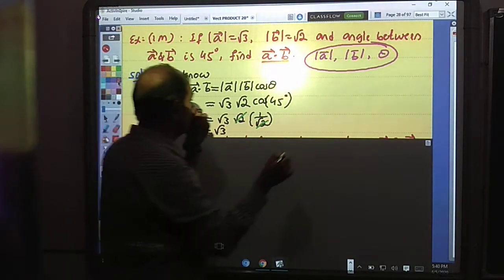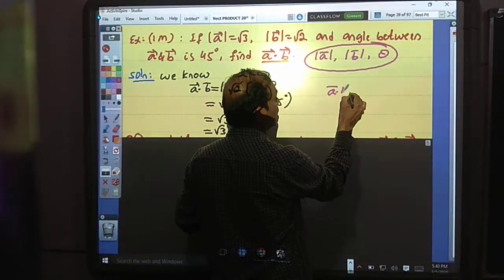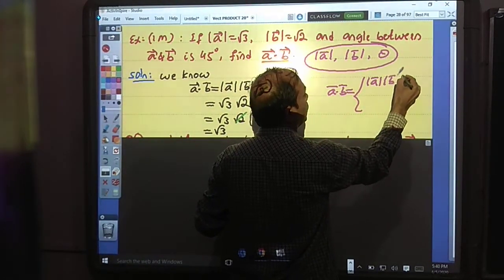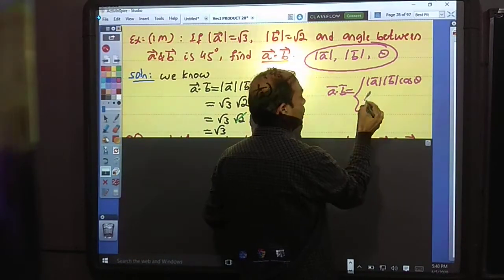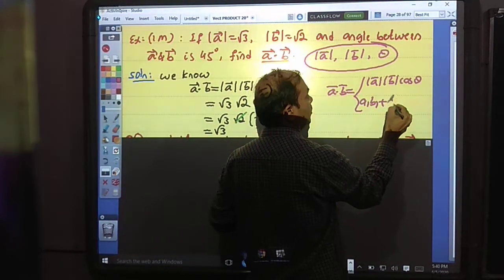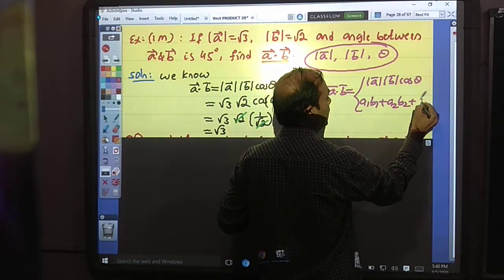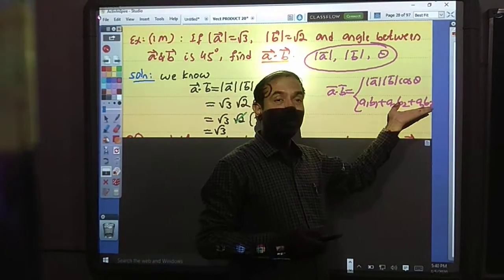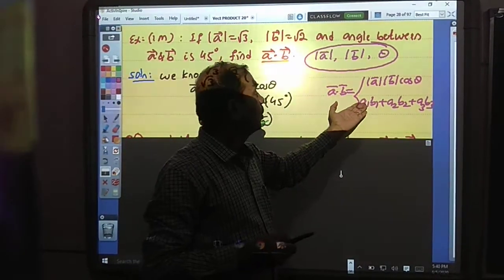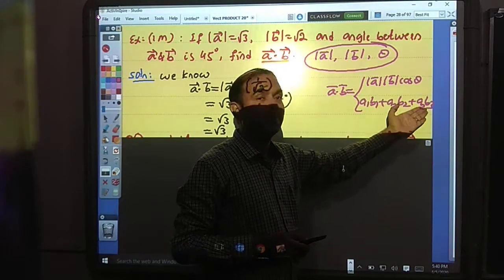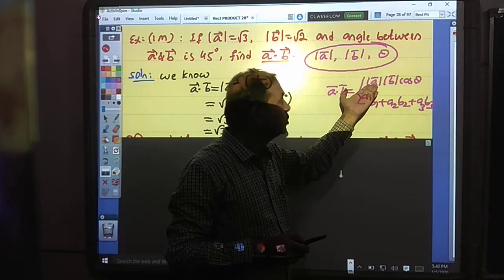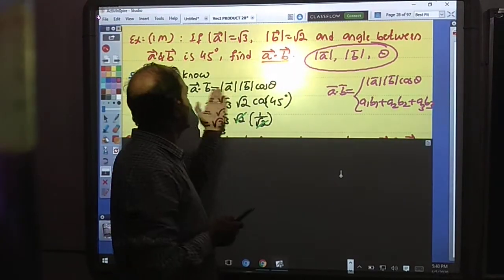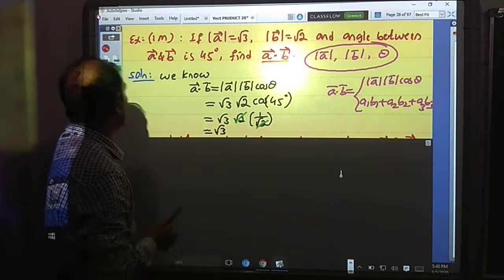And note here we have not used this. Actually for A dot B, magnitude A, magnitude B, cos theta is one definition. Another one is A1 B1 plus A2 B2 plus A3 B3. Now you cannot use this second one because we do not know what are A1, A2, A3 and B1, B2, B3. So we have to use the first definition, magnitude A, magnitude B, cos theta, and get the answer.